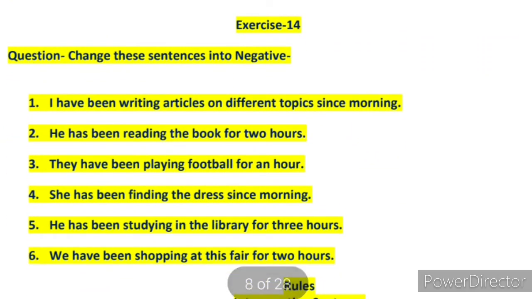So exercises are here. I have been writing article on different topics since morning. Answer will be I have not been writing article on different topics since morning. Next, he has been reading the book for 2 hours. Answer will be he has not been reading the book for 2 hours. Then they have been playing football for an hour. Answer will be they have not been playing football for an hour. Next, she has been finding the dress since morning. Answer will be she has not been finding the dress since morning.